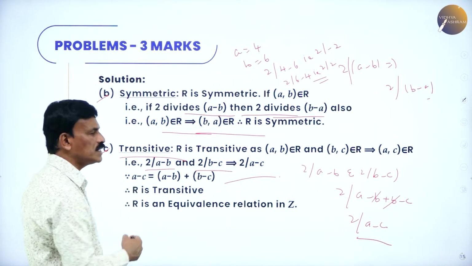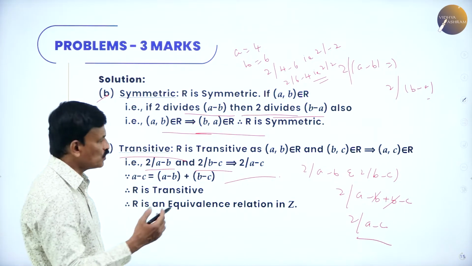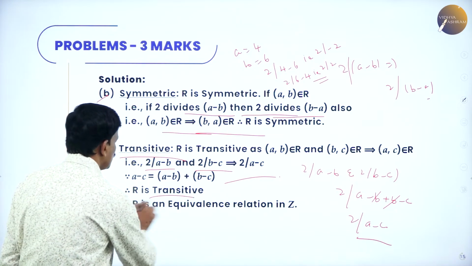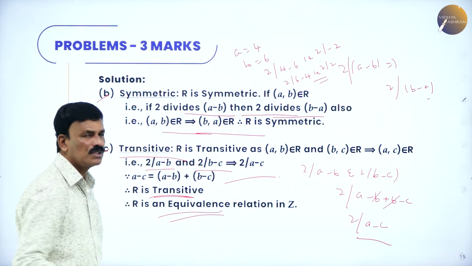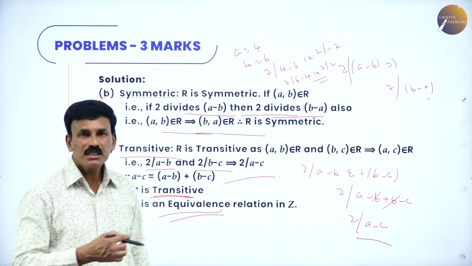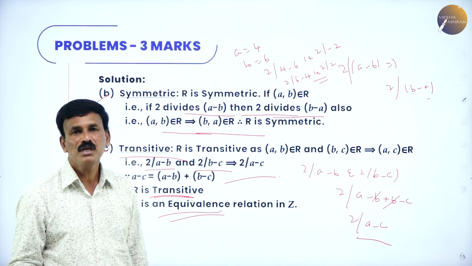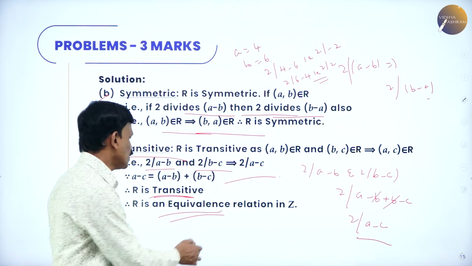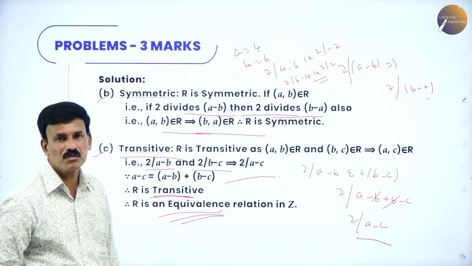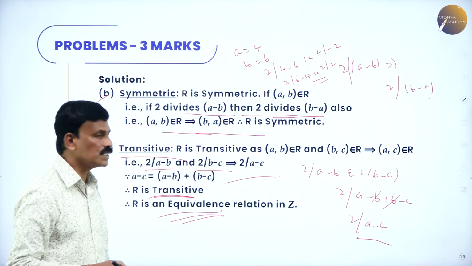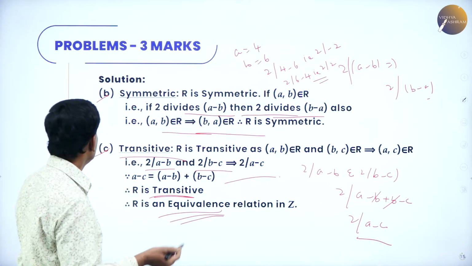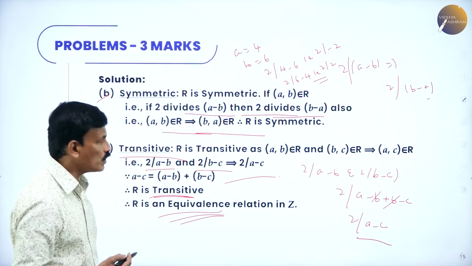a minus c can be written as (a minus b) plus (b minus c). So 2 also divides a minus c. Therefore, R is transitive. Hence the given relation R is reflexive, symmetric and transitive. Hence R is an equivalence relation. This is also an example for an equivalence relation. Now let us come to the next problem.